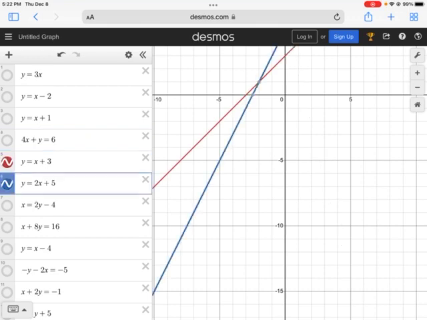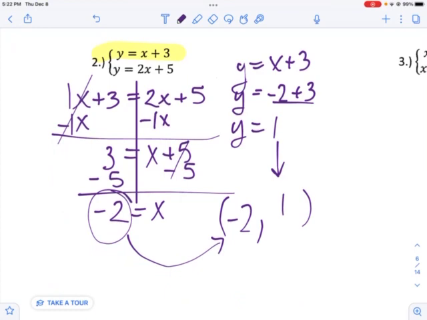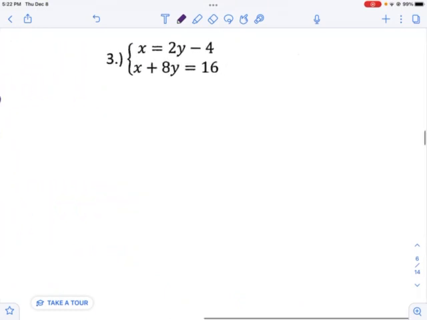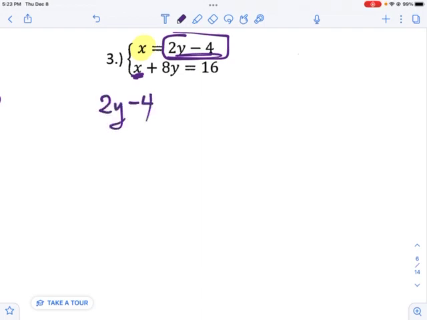All right, the next equation. I actually have a variable already isolated, and this time it happens to be x. That's fine. That expression is equivalent to x. 2y minus 4 is equal to x. So now, instead of writing this x in this equation, I'm going to write this expression. So let's substitute 2y minus 4 for x plus 8y. You see, I'm just completing that equation, equals 16.